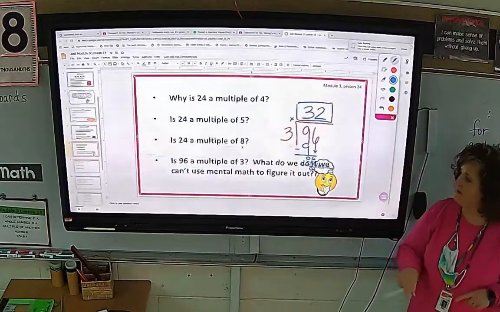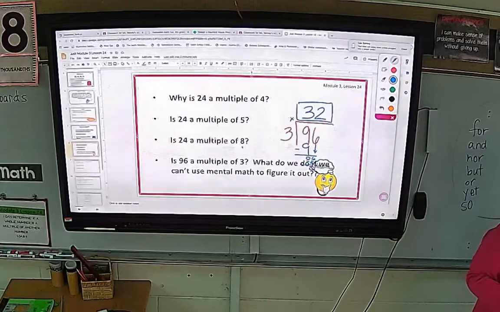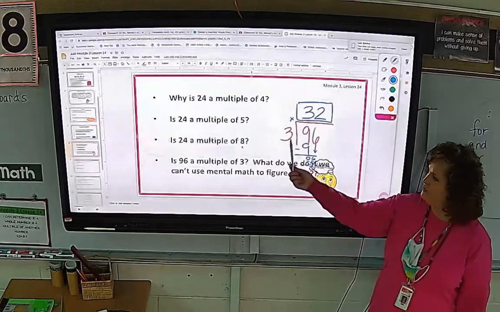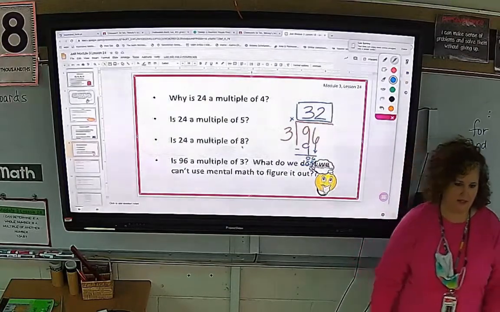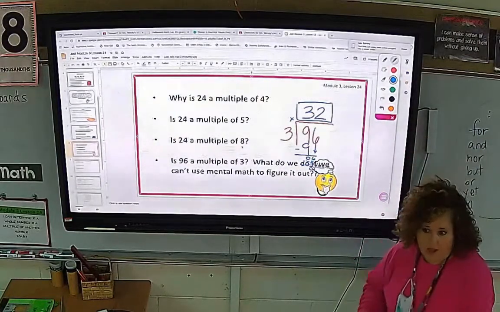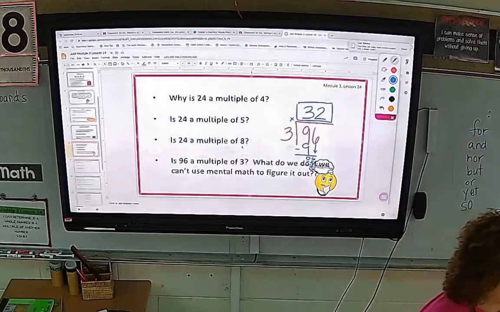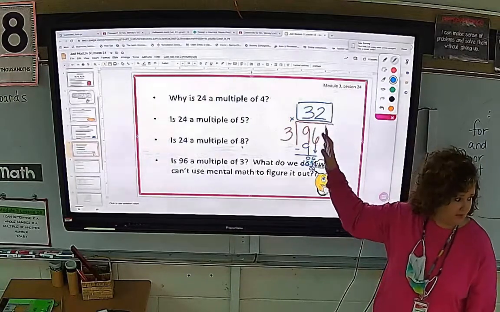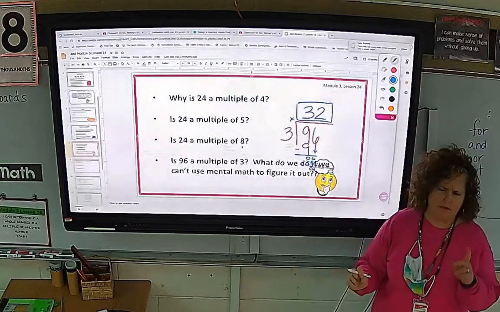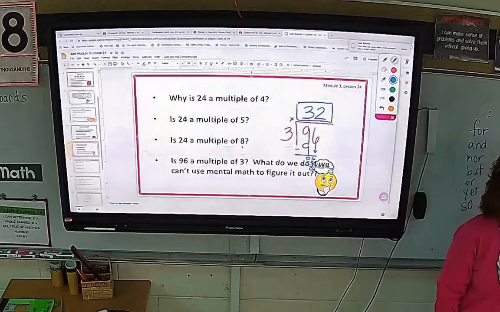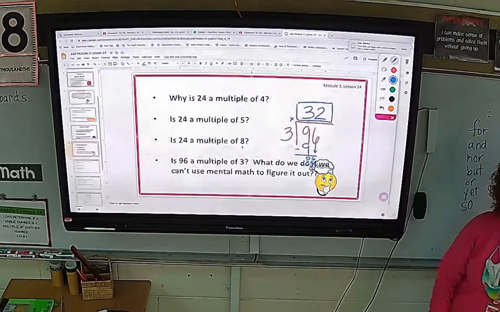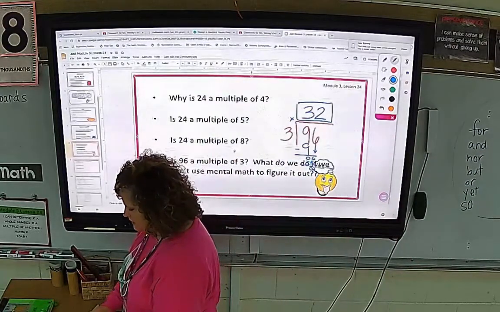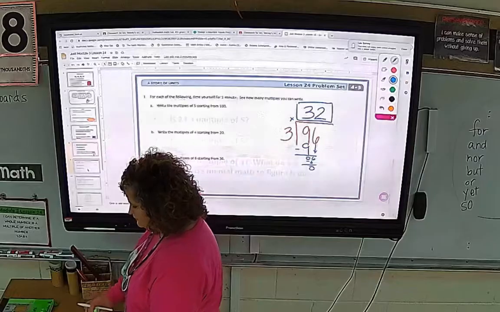So is 96 a multiple of 3? Yes. If it comes out even like that, when I multiply 3 times 32, I'm going to get 96. That means I would have to do my multiples all the way 32 times. That's a lot of skip counting. Some of you might have counted that many times a minute ago when you were doing your 4s with a partner.